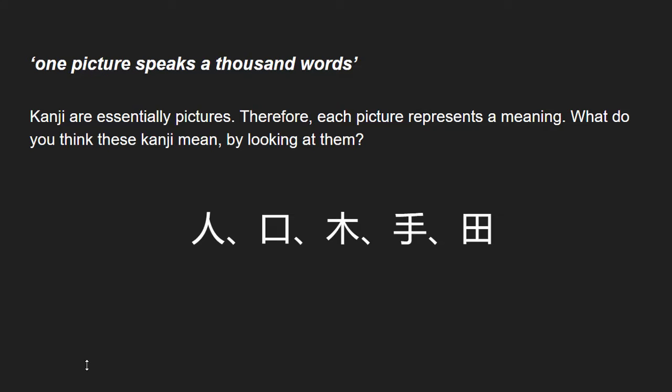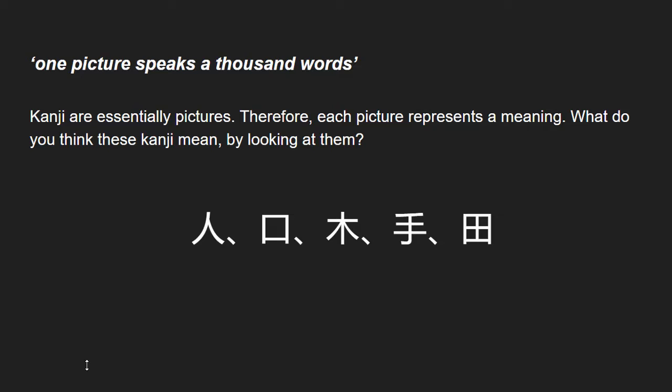But yeah, let's see what people have said. So yep, first one is person, that's right. Third one is tree, that's right. Second, mouth, that's right. Rice field, that's right. Just the fourth one is wrong. So everyone's got it right there. That's true. Yep.